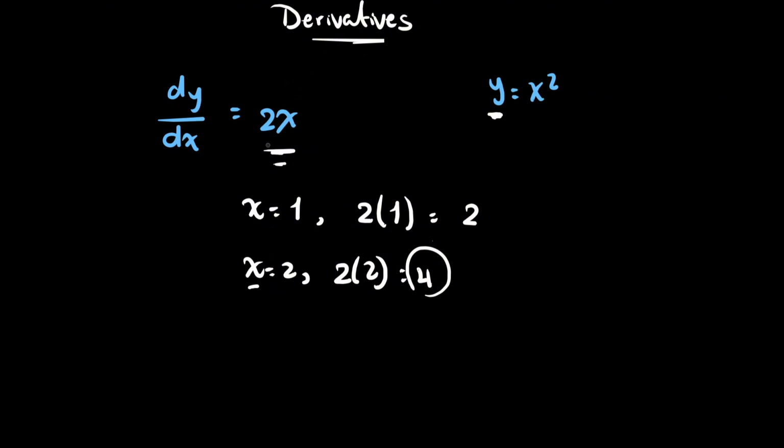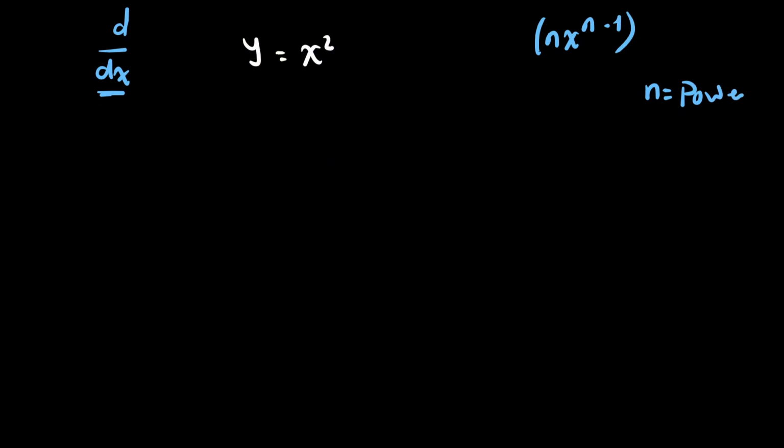So how do you get the derivative from an equation? That's what we are going to figure out right now. Let's say we have this equation, y equals x squared. In order to get a derivative for any equation, you have to follow this law, which is nx raised to the power of n minus 1. And n is the power of x. So in that case, 2 is the n.